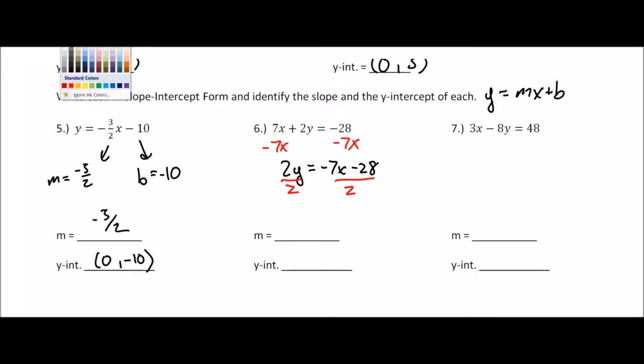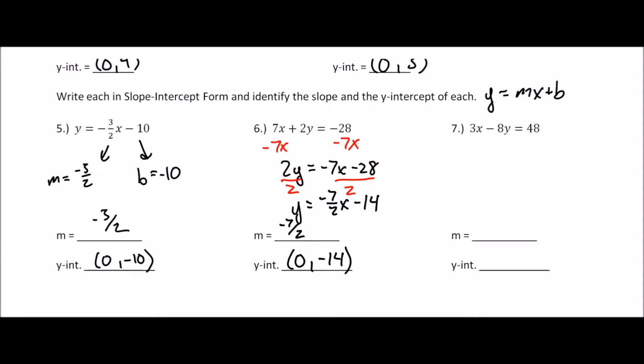That's the distributive property. So here I get y equals, that's going to be a negative 7 over 2. I divide the 7 divided by the 2. And then I also do the negative 28 divided by the 2, which gives me a negative 14. And so now the slope is a negative 7 over 2. The y-intercept, again, as an ordered pair, is 0, negative 14.